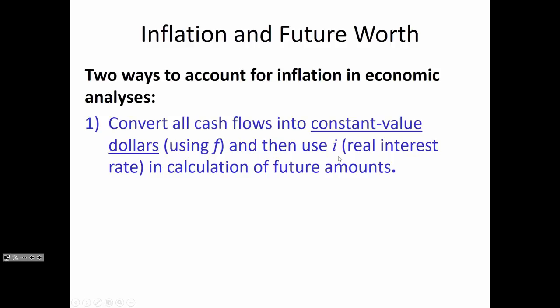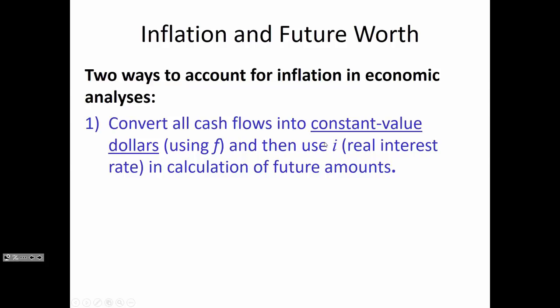So let's say, for example, that your company wants to make a 10% real return. What you would do is take all of your cost and revenue projections on the cash flow diagram and convert them into constant value dollars, meaning the amounts that are equivalent for today's value of money. So you do one step where you're discounting things at f, and then the secondary calculations you'd be solving at the real interest rate you hope to achieve.